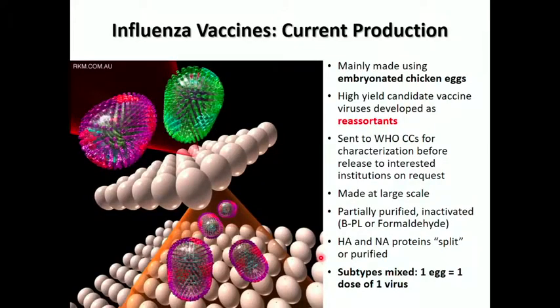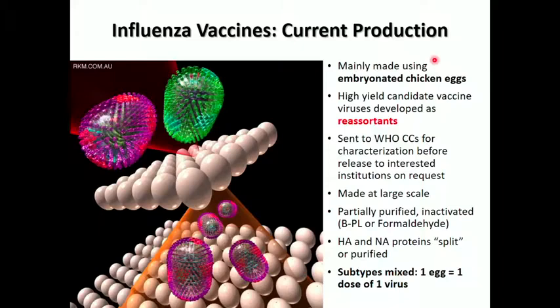So how do you make flu vaccines right now? I told you the other day that it's a 1942 technology. The first flu vaccines were made in 1942 by the US military. We still make them the same way. We use embryonated chicken eggs.